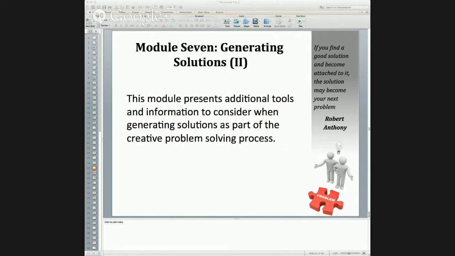Module number 7, generating solutions. This module presents additional tools and information to consider when generating solutions as part of the creative problem-solving process.